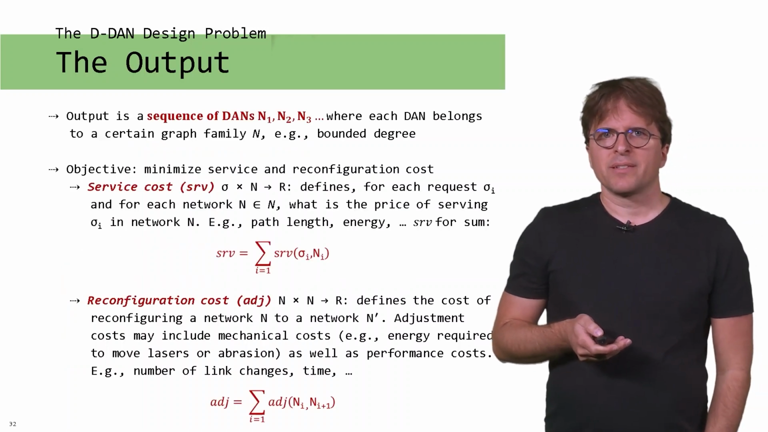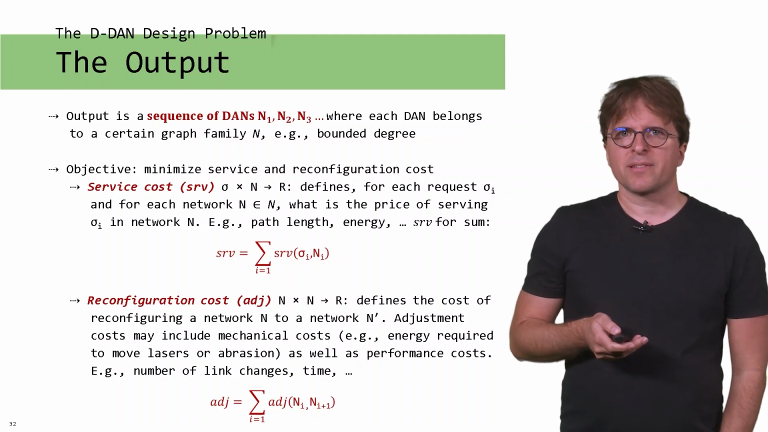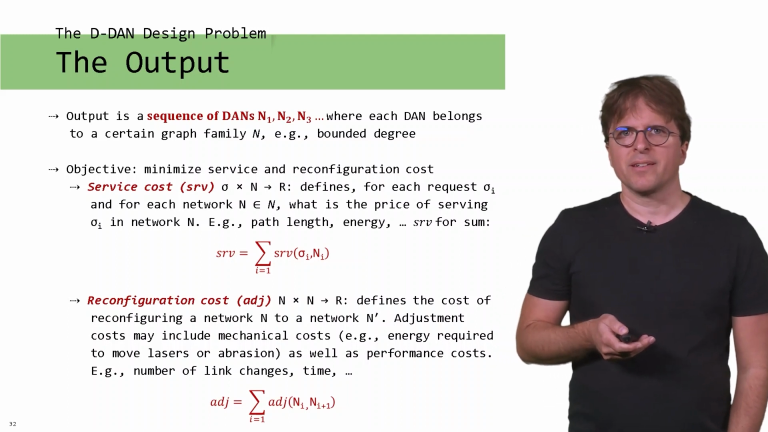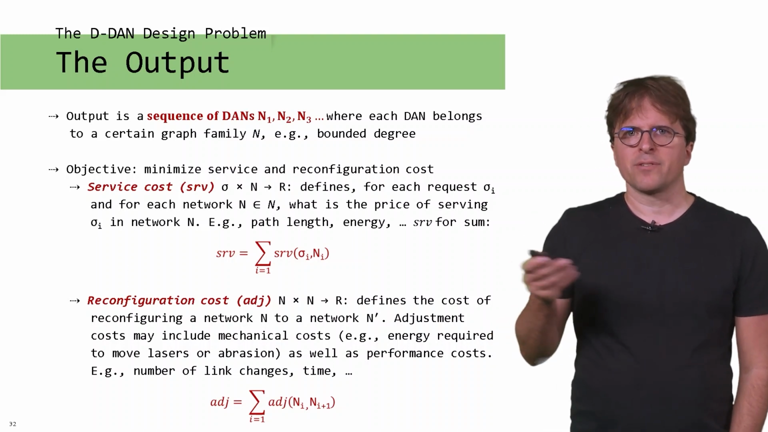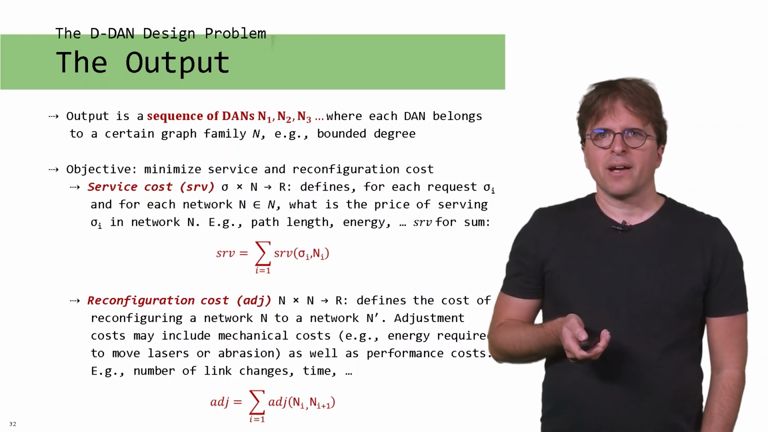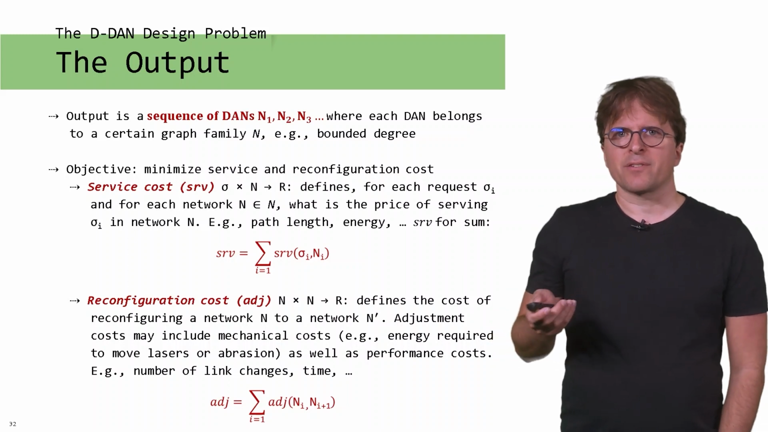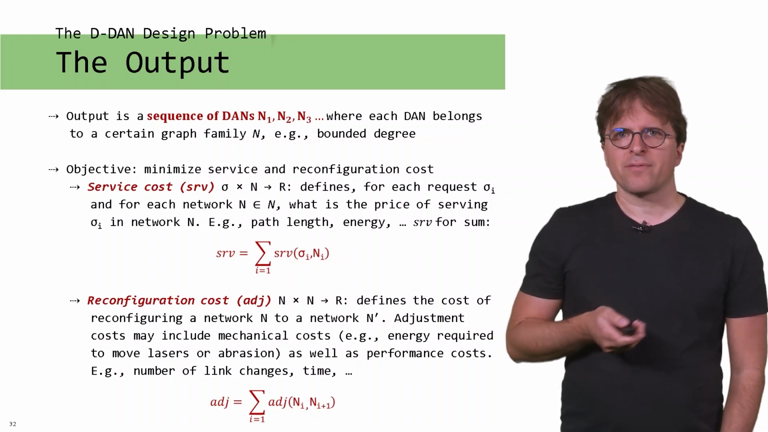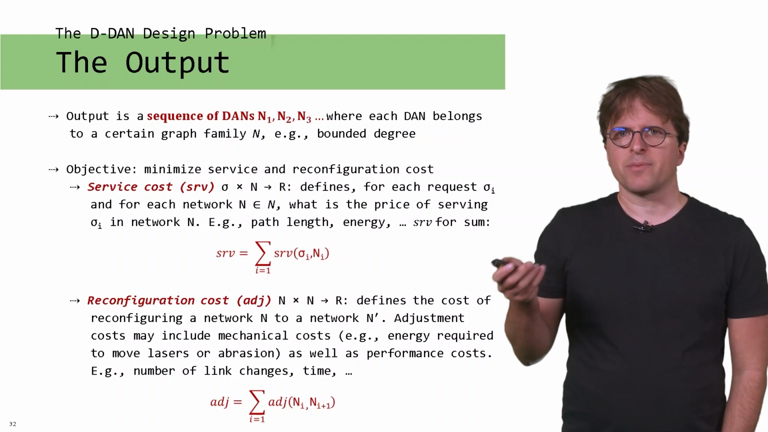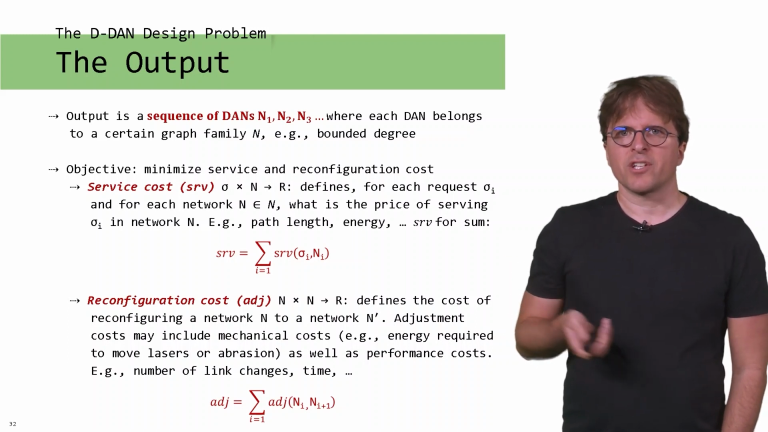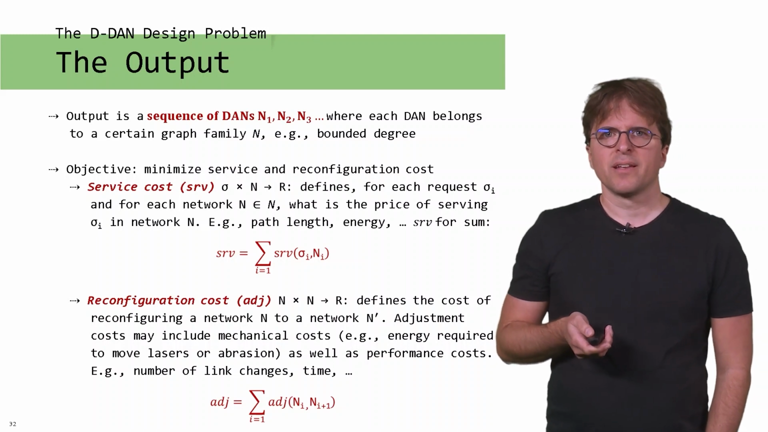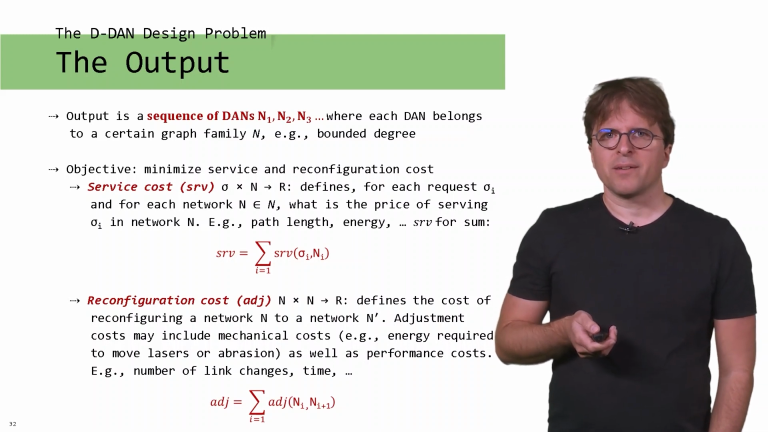And the output to this dynamic demand-aware design problem is a sequence of demand-aware networks, N1, N2, N3, etc., where each of these demand-aware networks belongs to a certain graph family. Again, for example, the regular graphs of bounded degree, or in general bounded degree networks. And the goal is twofold now.